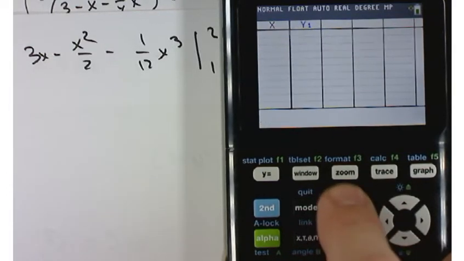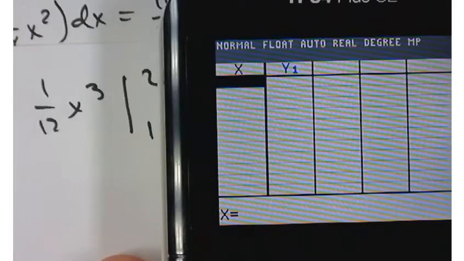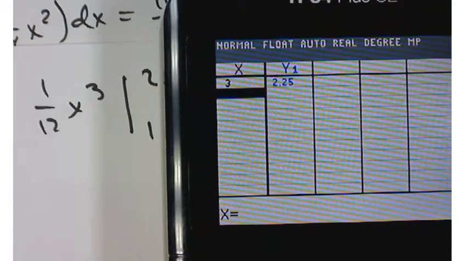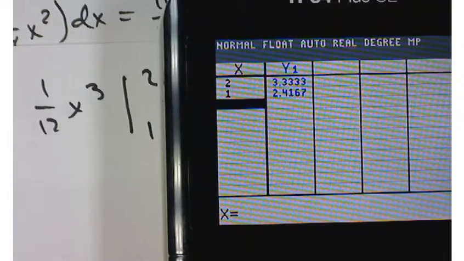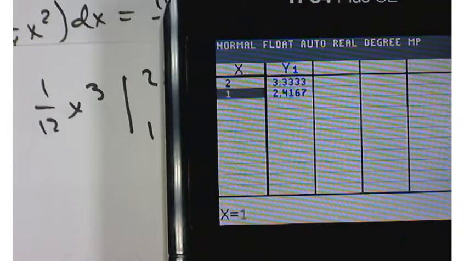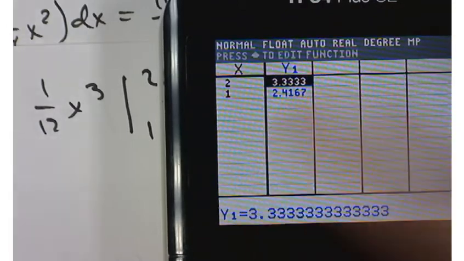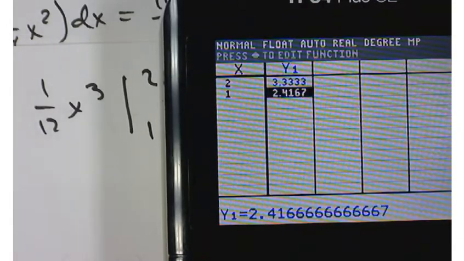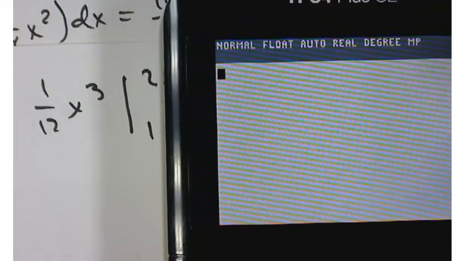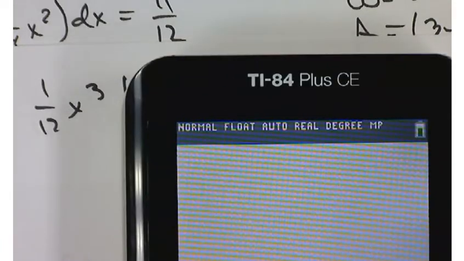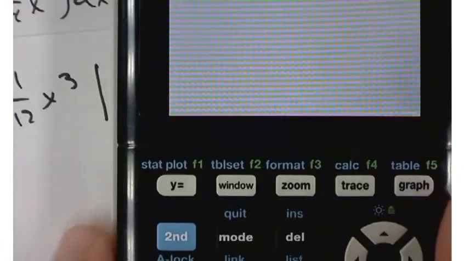And let me delete all these values here. I'll plug in 2 for x, or excuse me, try 2 and 1. So I get 3 and 1/3, that's 10/3. This one, I don't recognize that one too much. 2 and 5/12 maybe. So, it didn't work out nice and helpful there. I don't know.